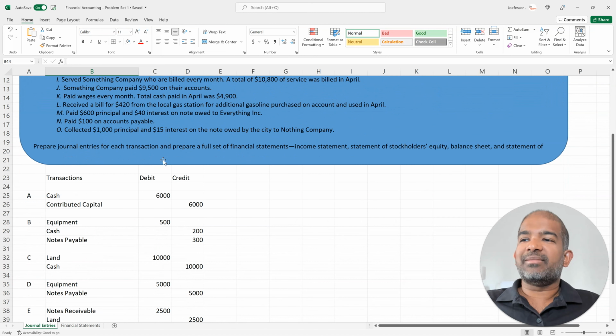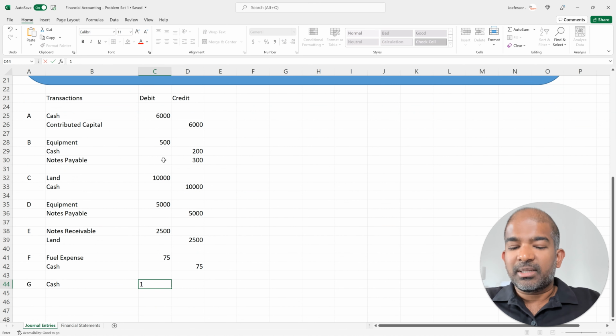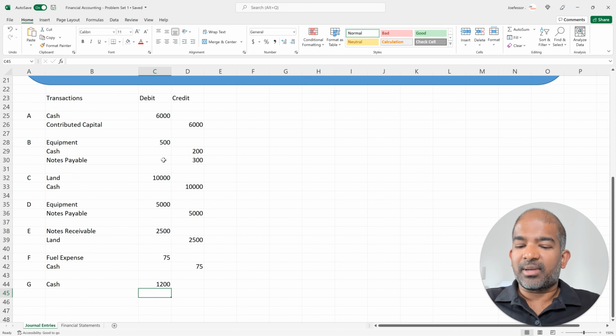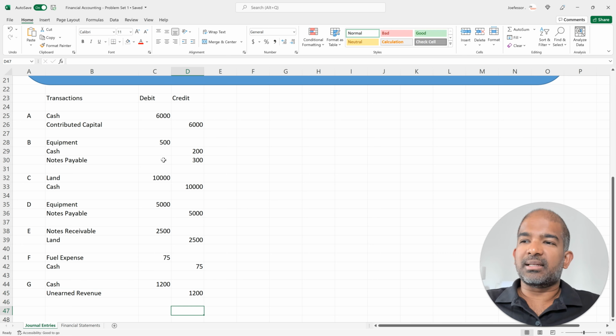But you received cash already for that, so cash is going to be debited by 1,200. Unearned revenue is a liability because you haven't provided the services yet.